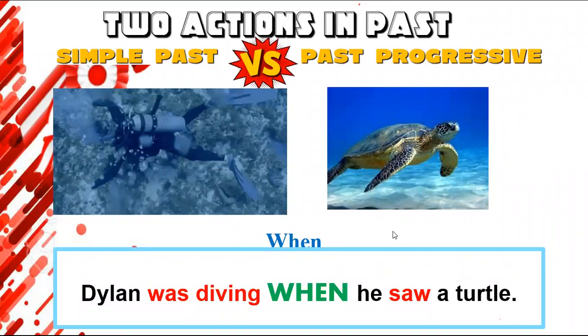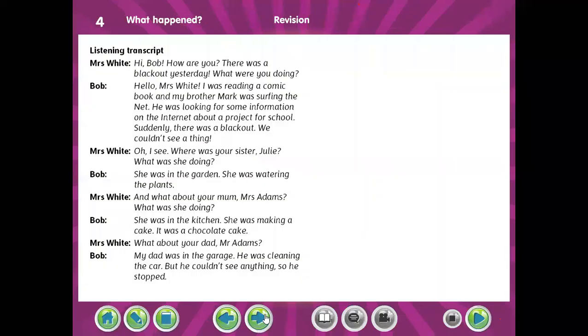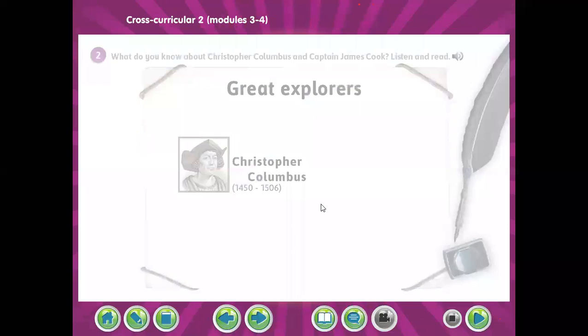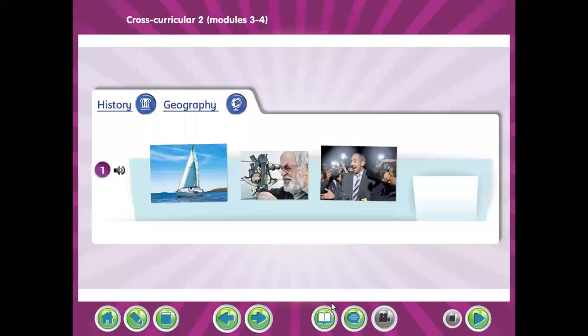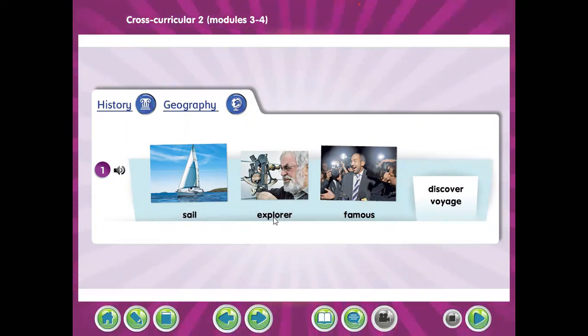Now, in your books, please, let's work very fast in this part. We are going to practice the simple past, okay, with these people. You know these people, they are famous. This is the vocabulary. Listen and repeat, okay? Sail. Explorer. Famous. Discover. Voyage.